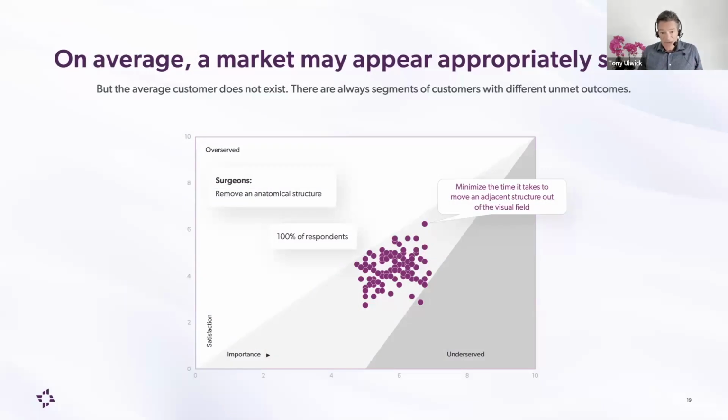But theoretically, what could happen is half the market could think all these outcomes are very important, poorly satisfied, and the other half could think that they're all unimportant and very satisfied. Two very different segments of the population, one highly underserved, one highly overserved. Combine them together, they look like they just average each other out, right? So this is why we want to segment, right?